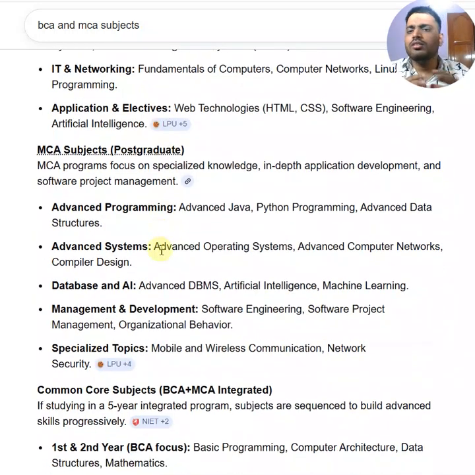Then post this there is the Master of Computer Applications, that is a postgraduate program. Here the graduates will focus on specialized knowledge, in-depth application development, and software project management. The advanced programming subjects are advanced Java, Python, and advanced data structures. The advanced systems subjects are advanced operating systems, advanced computer networks, and compiler design. Then there are subjects related to database and AI, which include advanced database management systems, artificial intelligence, and machine learning.